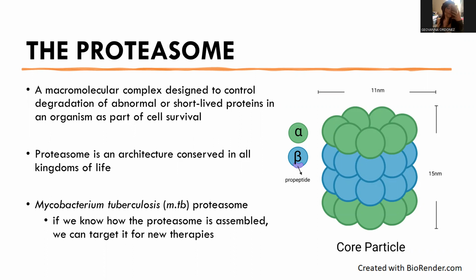Furthermore, these cells cannot transcribe an active proteasome core particle, meaning without alpha and beta subunits assembling the core particle, there is no active proteasome that can control the degradation of proteins. So if we understand how the proteasome is assembled, we can target it for new assembly inhibitor therapies.